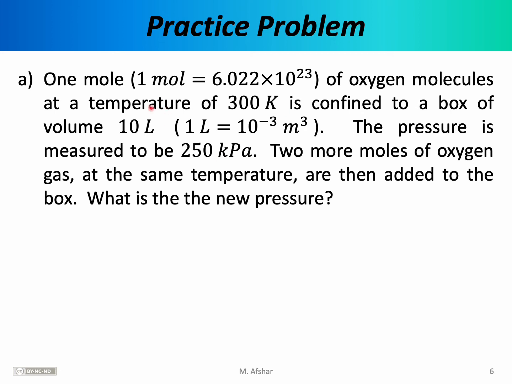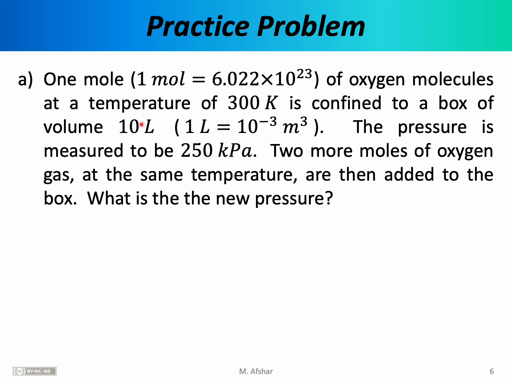The volume of the box is 10 liters. The liter is a unit of volume. It's not the SI unit. The SI unit of volume is the cubic meter. You should know that 1 liter is equal to 10 to the minus 3 cubic meters, or there are 1,000 liters to 1 cubic meter. The pressure of the gas is measured to be 250 kilopascals, or 250,000 pascals.